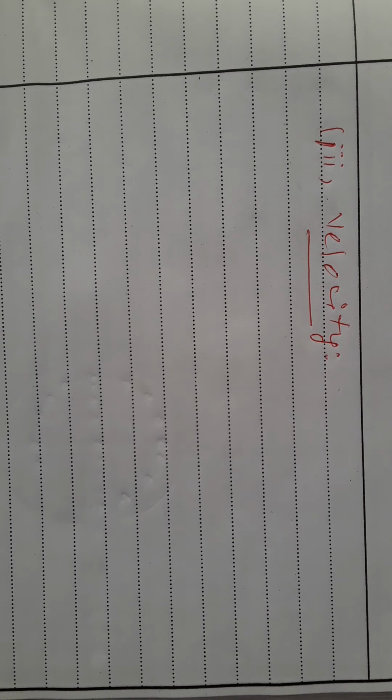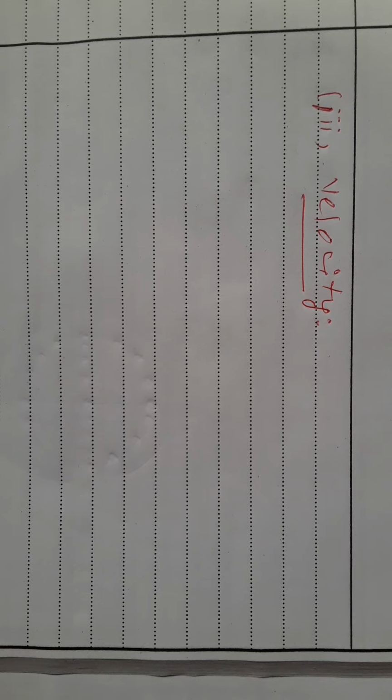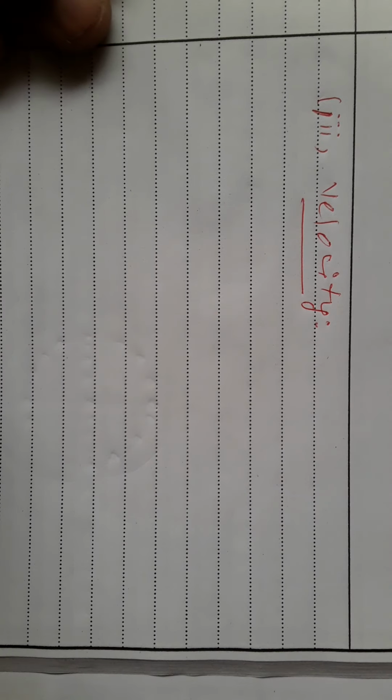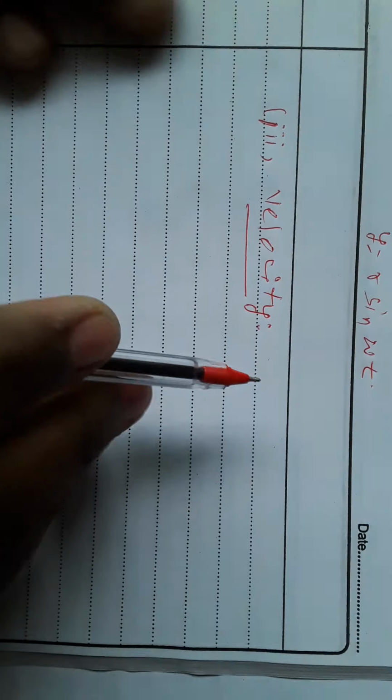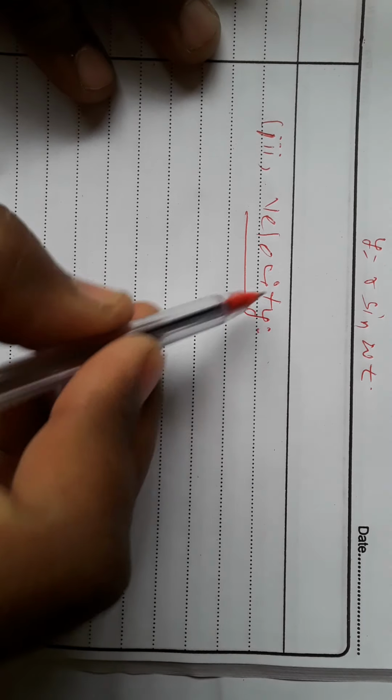In simple harmonic motion, in the last topic we have done displacement and we have proved that y is equal to r sin omega t, and from this equation we have then found the amplitude. Now the next topic is velocity.